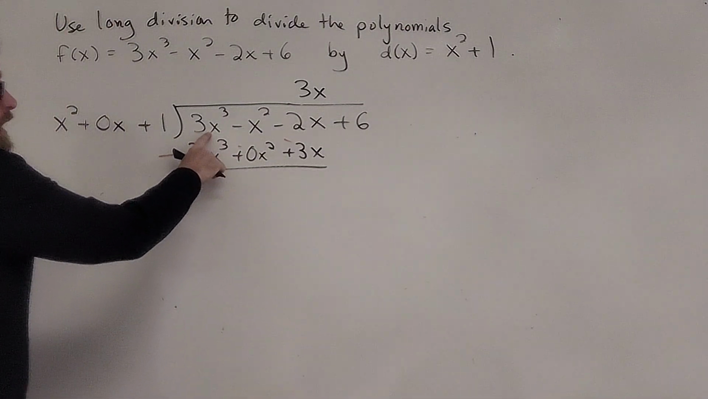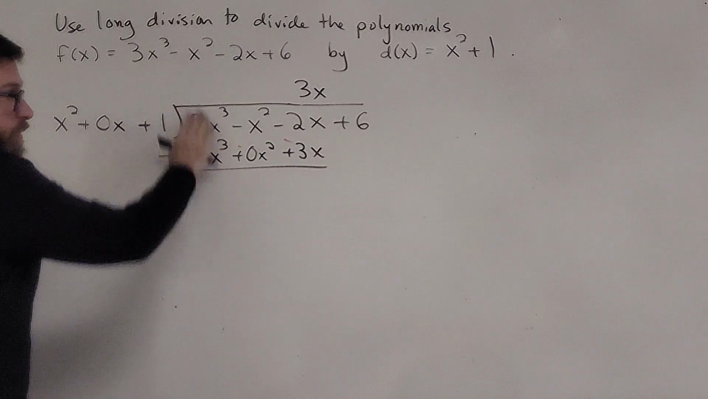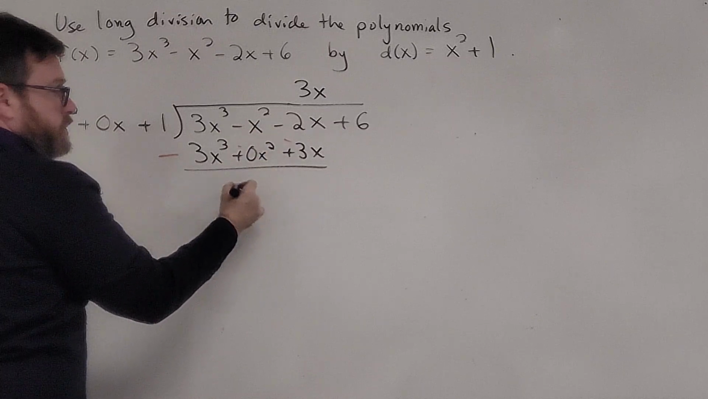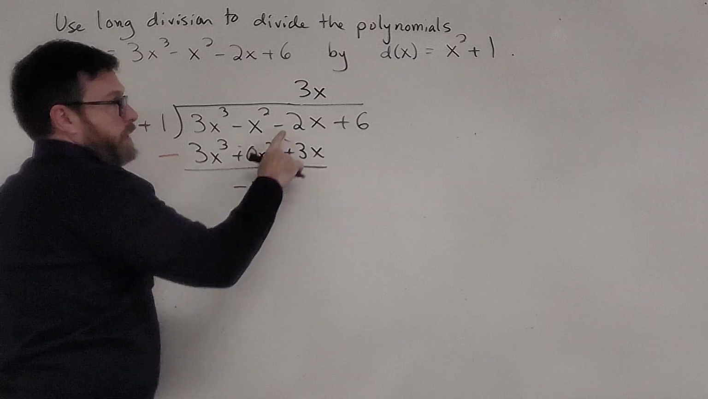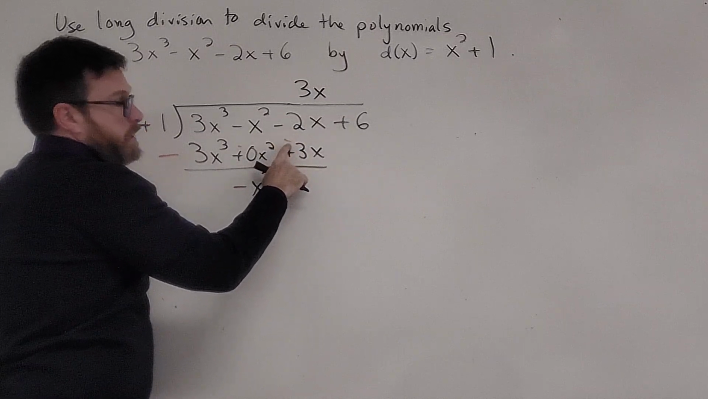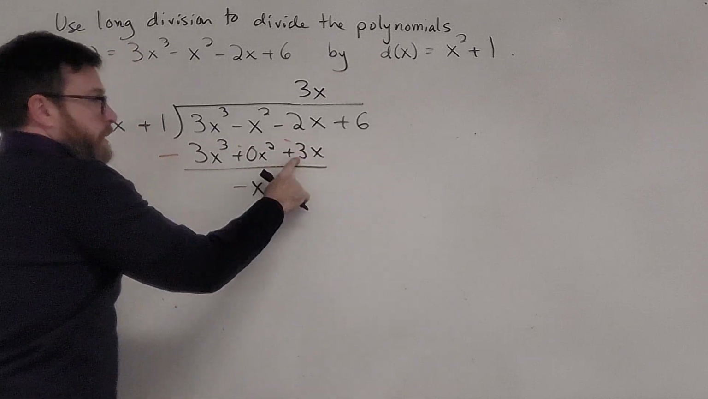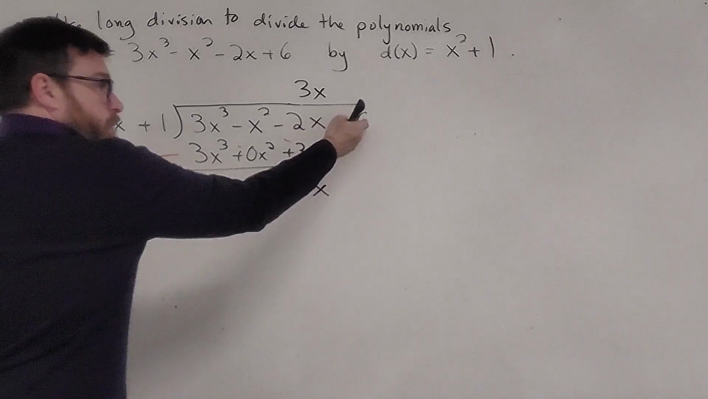So 3x cubed minus 3x cubed is going to be 0. If you did it right, this first one's going to go away. Now a negative x squared minus a 0x squared is still going to be a negative x squared. And now this is where it would matter, because that's 0, but a negative 2x minus, minus that 3x is going to give us minus 2x minus 3x, which is minus 5x. And just like we did before, we're going to take this and we're going to drop down the next terms.